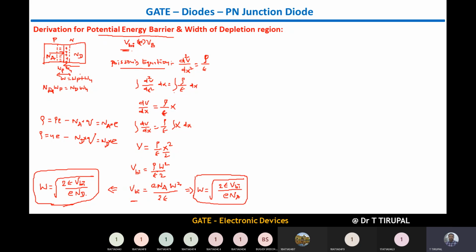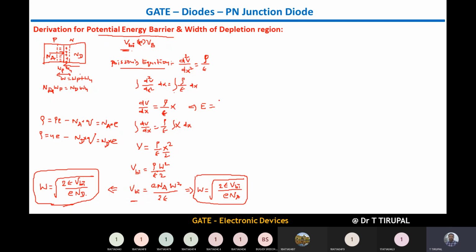See what is dV by dx actually. What is dV by dx? dV by dx is also called electric field intensity E. So there is another formula existing here like this. dV by dx can also be written as electric field intensity E. But this electric field intensity E can be written in terms of rho.